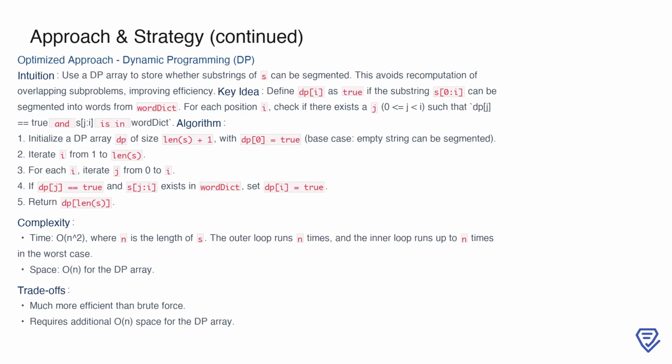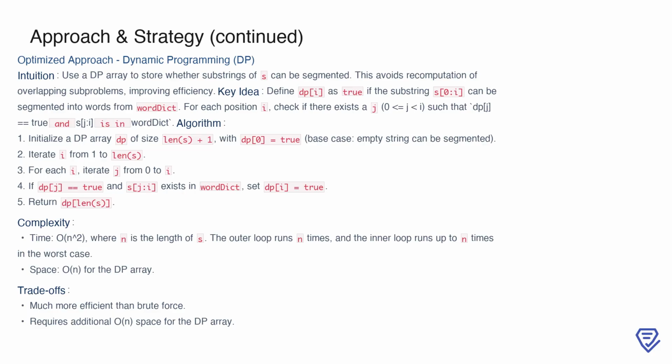A more efficient strategy is the dynamic programming approach, which eliminates redundant computations by storing intermediate results. The key idea here is to use a DP array, where dp[i] indicates whether the substring S[0..i] can be segmented using words from WordDict.